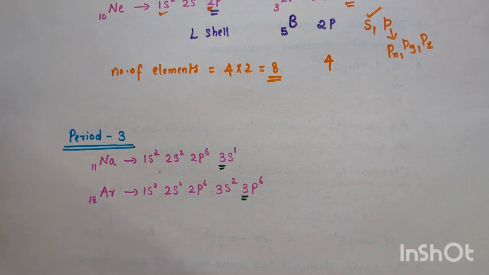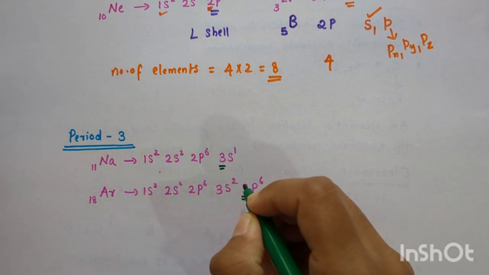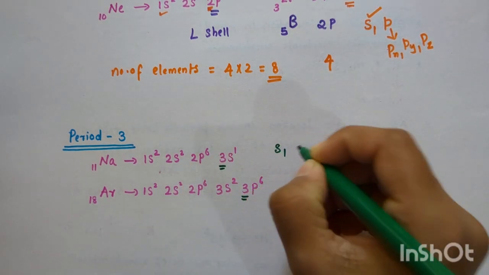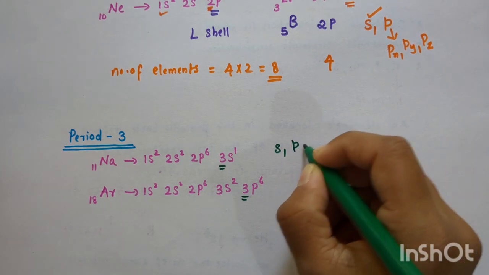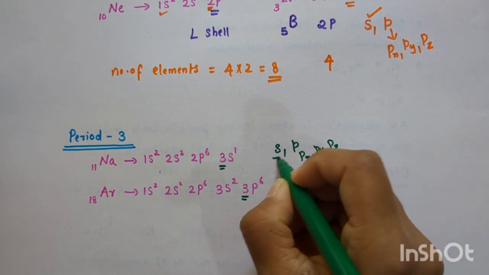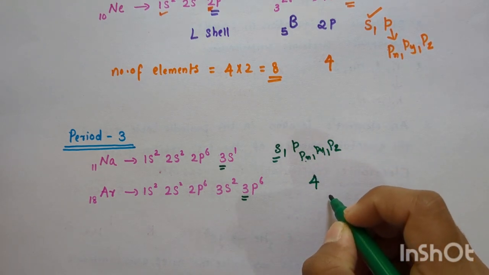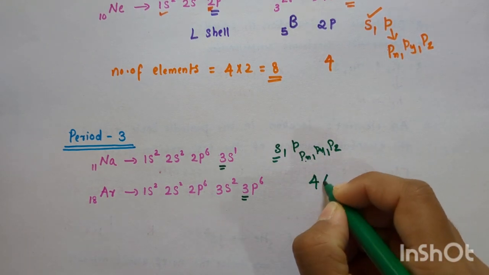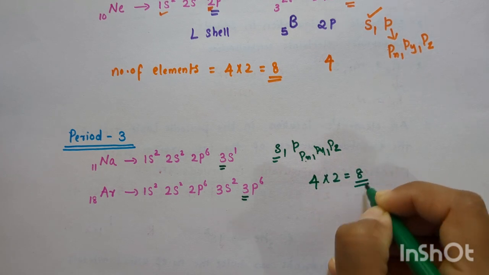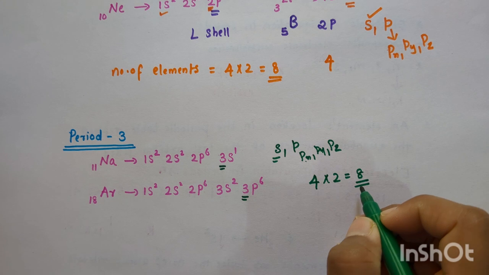Okay, and how many atomic orbitals are available for the third period elements? The s orbital is available and the p orbital is available. P means px, py and pz. So total 1, 2, 3, 4. 4 atomic orbitals are available for the third period elements. So twice 4, which is 4 into 2, is equal to 8. So the number of elements in the third period will be equal to 8.